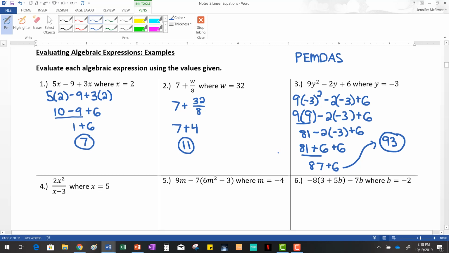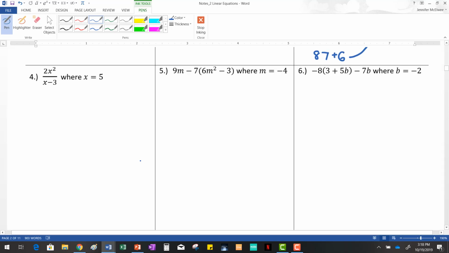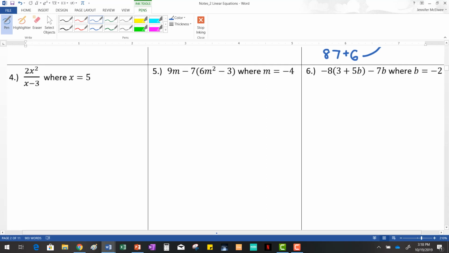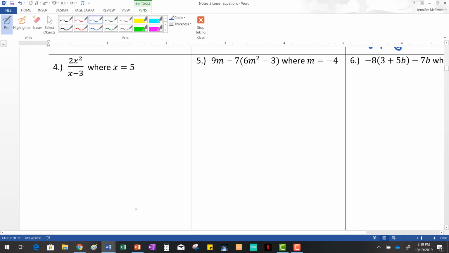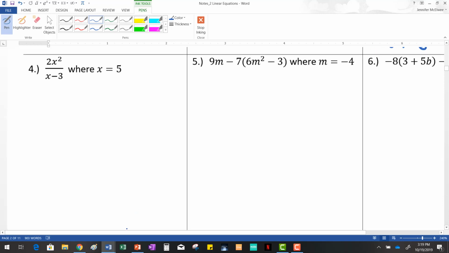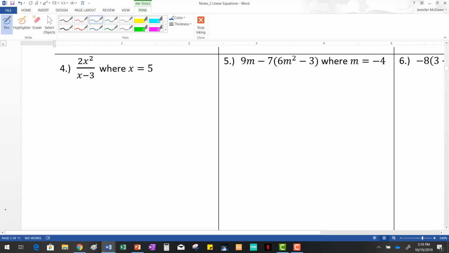Let's keep going. I'm going to zoom here just to make it easier to fit my work. There, looks good to me. So this expression contains a fraction, 2x squared in the numerator and in the denominator x minus 3. And they're telling us to evaluate where x is equal to 5. Again, my very first step is going to be substitution, so I'm going to write that here.